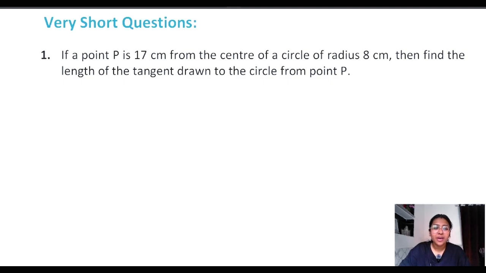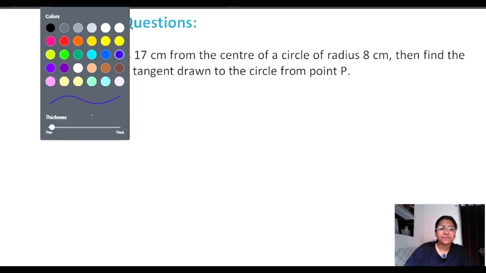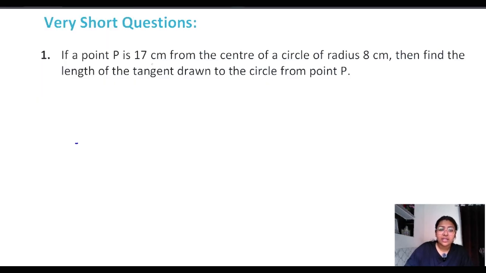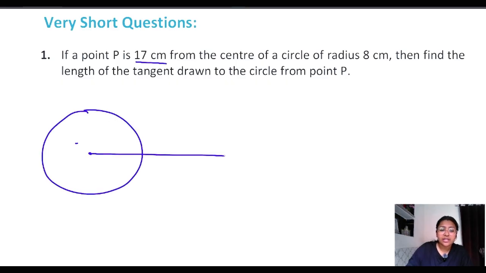हेलो लर्नर्स, अभी हमने एमसीक्यू कर लिए थे। अब हम स्टार्ट करते हैं वेरी शॉर्ट क्वेश्चंस ऑन द टॉपिक सर्कल्स। तो आप सबसे पहले इसका फिगर बनाएं। If a point P is 17 centimeter from the center of a circle, it means there is a point P which is outside the circle, and this point P is having a distance from the center is 17 centimeter.